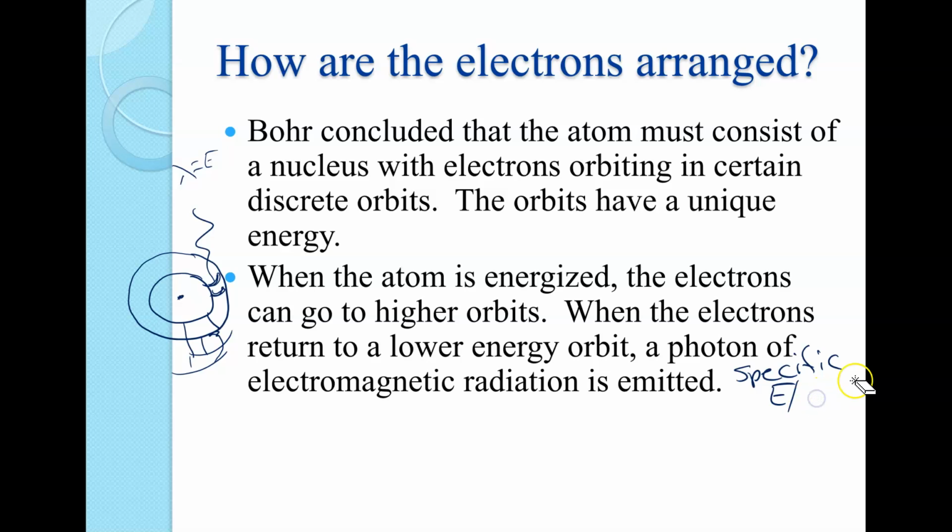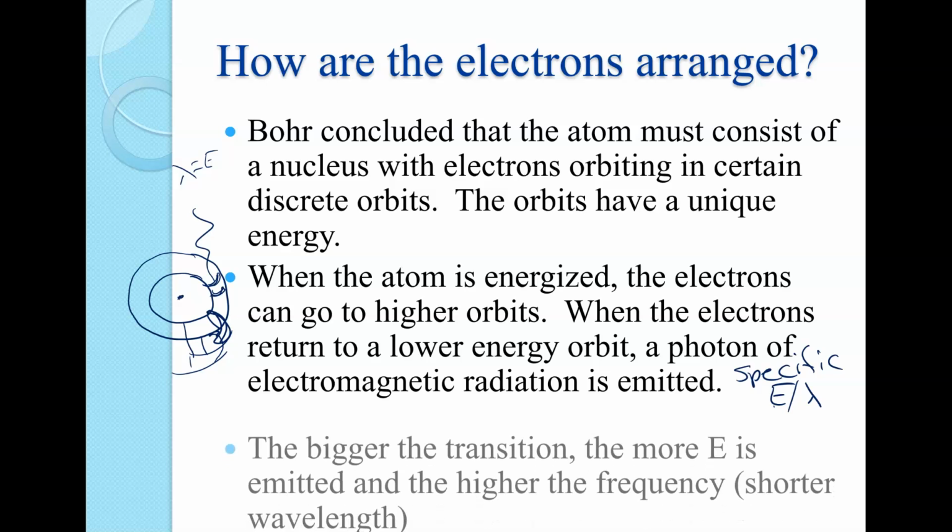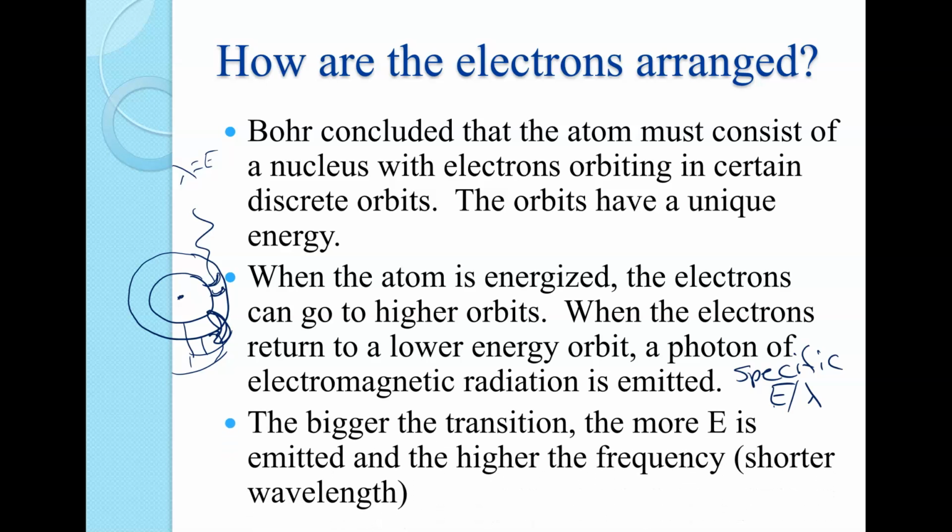Because every color transition for hydrogen, there's only 4 in the visible spectrum. And so they each have a unique wavelength. They each have a unique energy. That means those transitions have a unique energy involved. The bigger the transition, the more energy is involved. The higher the frequency, the shorter the wavelength, and the higher the energy involved.